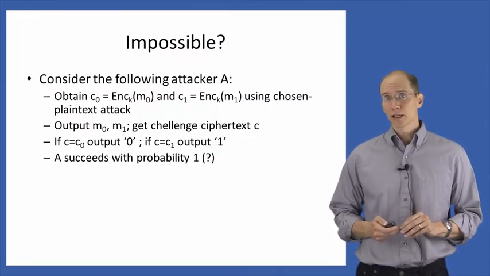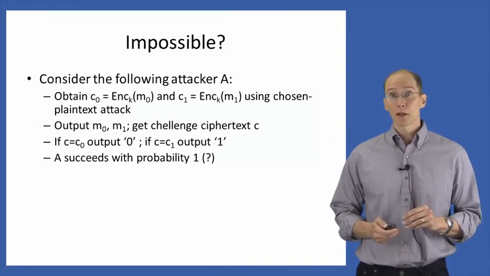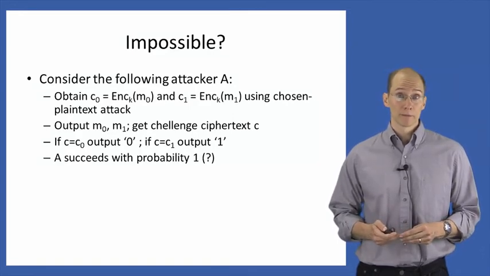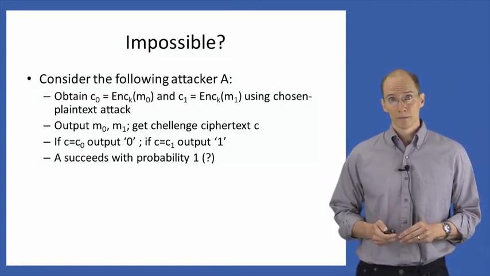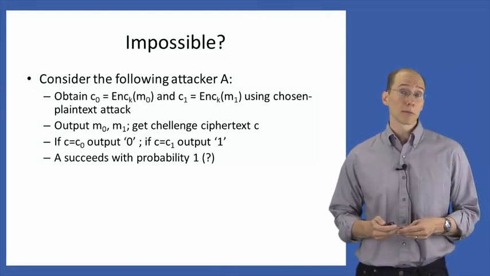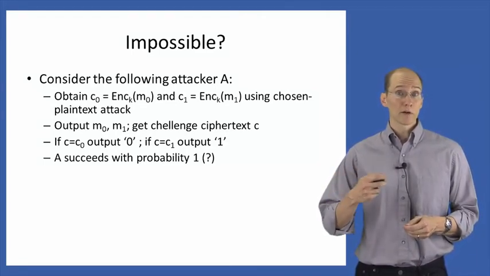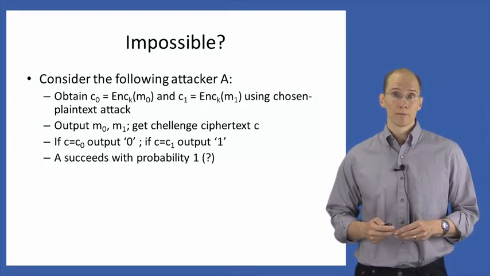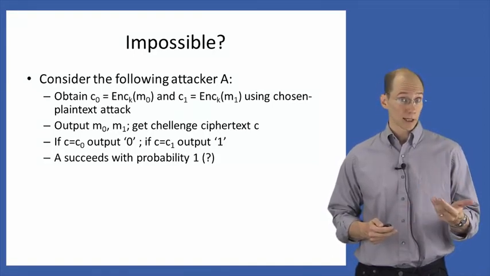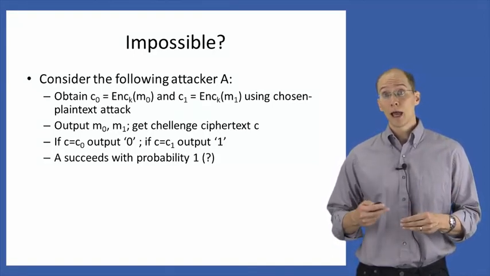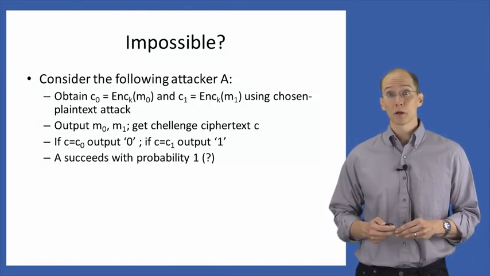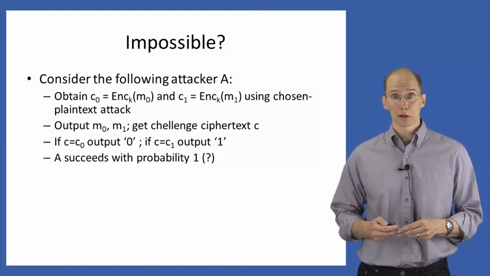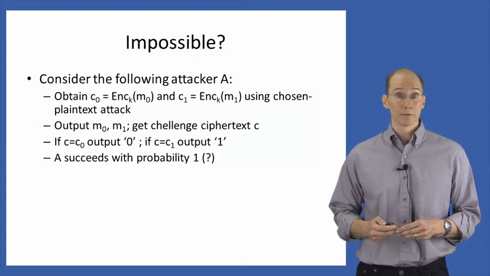The definition is all well and good, but you might be worried that the definition is impossible to achieve. And in fact, we can give a sort of impossibility proof for that statement. Consider the following attacker A. This attacker will choose two messages M0, M1, and then request encryption of M0 and request encryption of M1 via its encryption oracle. In doing so, it obtains a ciphertext C0 corresponding to encryption of M0 and a ciphertext C1 corresponding to encryption of M1. It then outputs M0 and M1 as its two challenge messages and gets back a challenge ciphertext C.